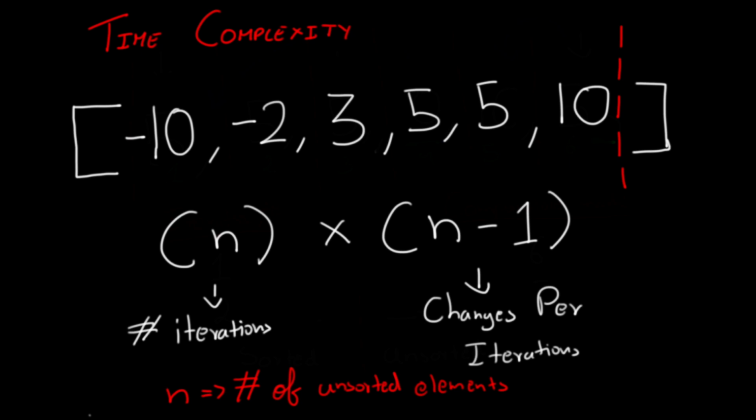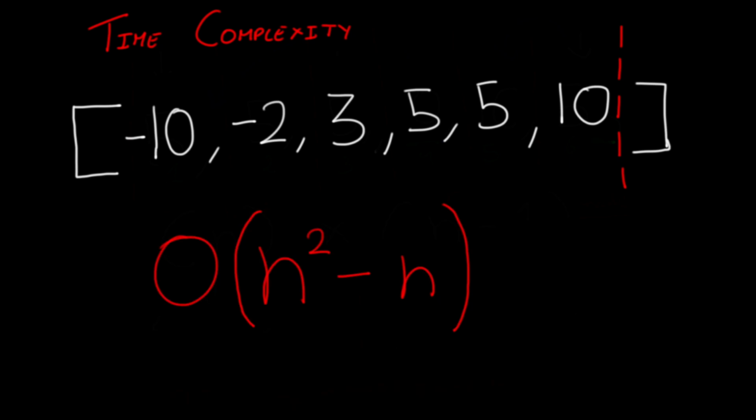N over here stands for the number of unsorted elements. When you do this calculation, you get n squared minus n. We are going to ignore the negative n, so we get the time complexity as big O of n squared. So this is its best case, worst case, and average case time complexity. They all have the same time complexity of big O n squared.